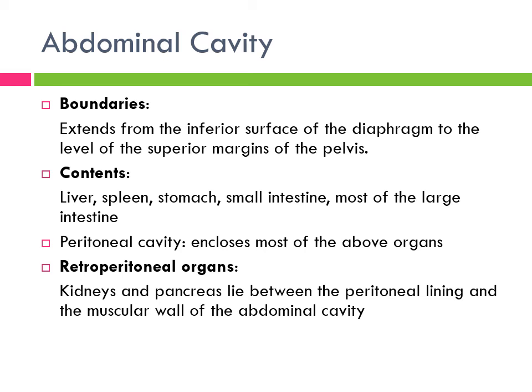So the kidneys and the pancreas are what we call retroperitoneal organs, which means they're in the abdominal cavity, but they are behind the peritoneal membrane. When we do our fetal pig dissection, you'll be able to see the kidneys and see the peritoneal membrane lying over the top of the kidneys, and we can actually pierce through to see what that looks like.